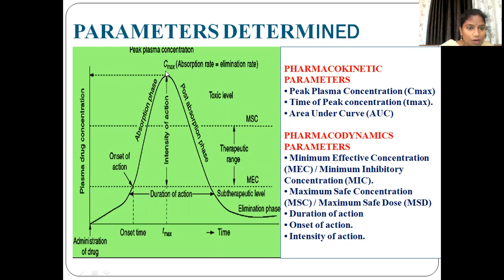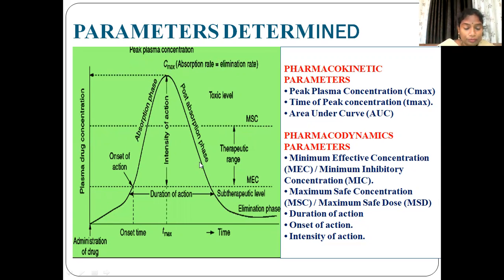Here, after reaching the maximum concentration, 100% of the drug is absorbed. After that the drug is eliminating. At this stage, absorption and elimination are the same. So after complete absorption, it is immediately removed from the body. This we call the elimination phase, and this we call the absorption phase.